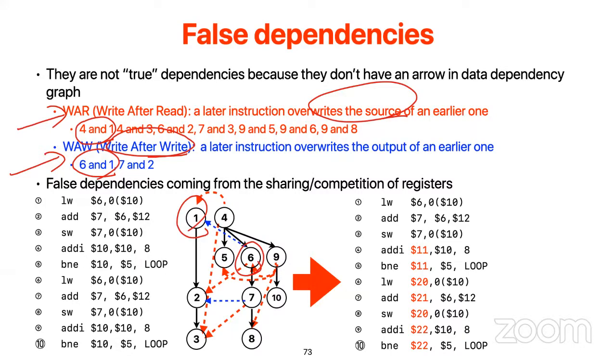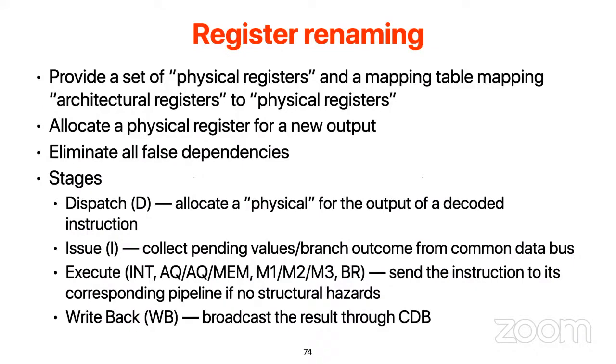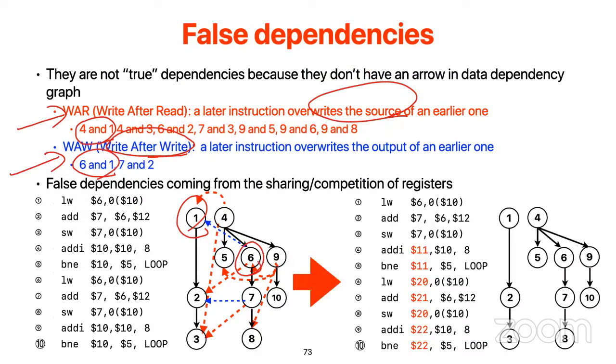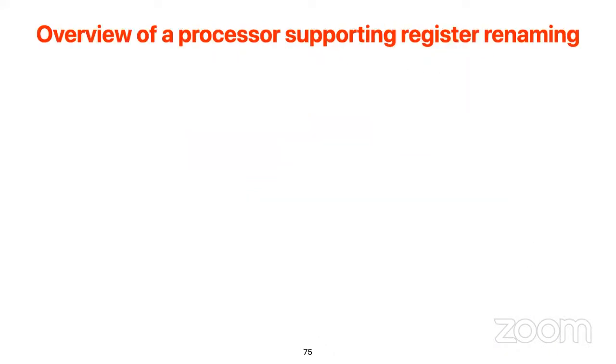However, if you can rename your registers, then this dependency will be completely gone. So the basic idea of eliminating false dependencies is register renaming. And we provide a set of physical registers and a mapping table to map architectural registers to physical registers. And whenever you have a new output, you give it a new physical register. Like what we did here, whenever you have a new output, just rename it to the new output. And in this way, you can eliminate all the false dependencies.